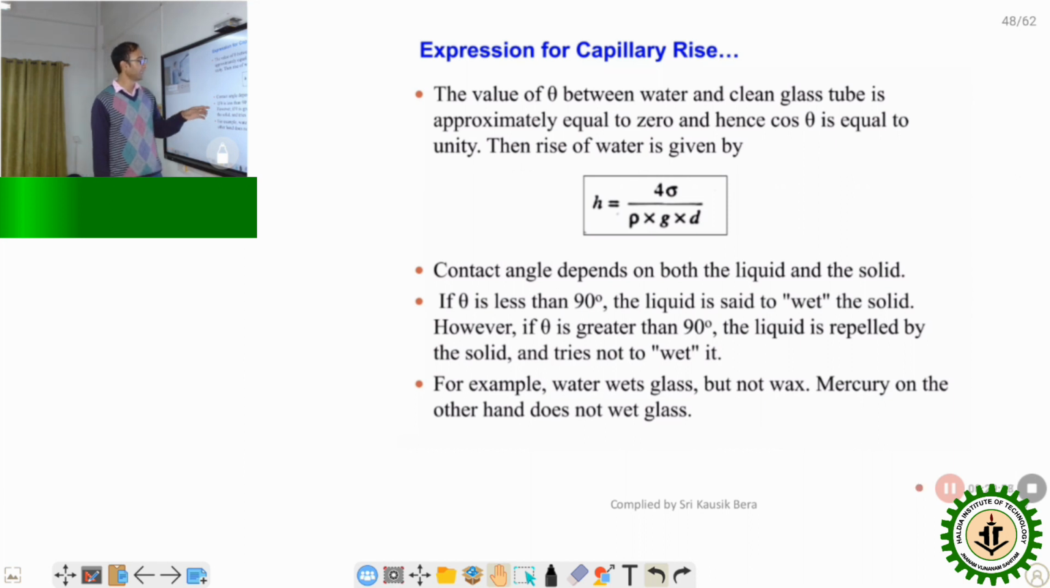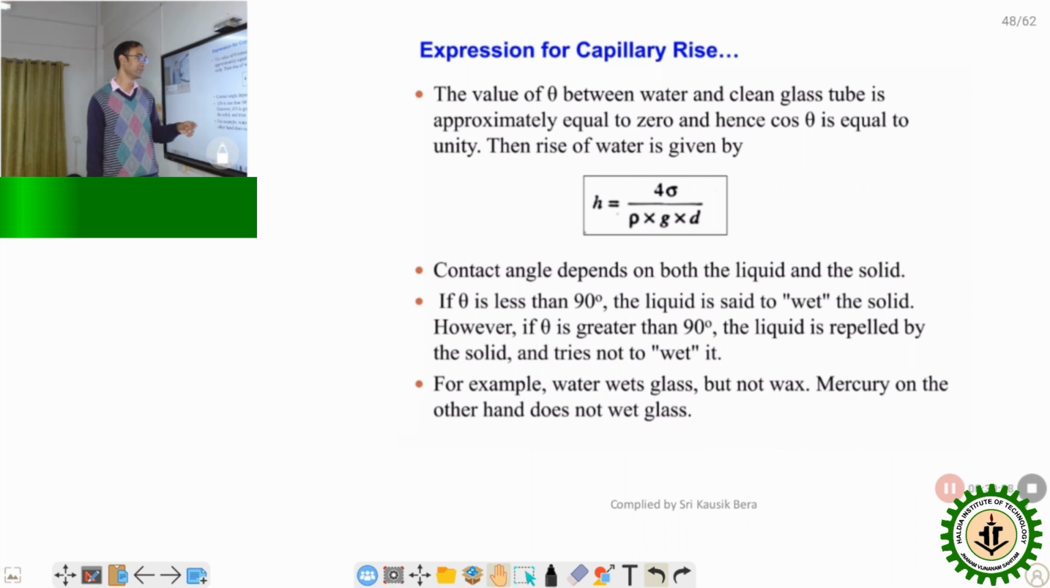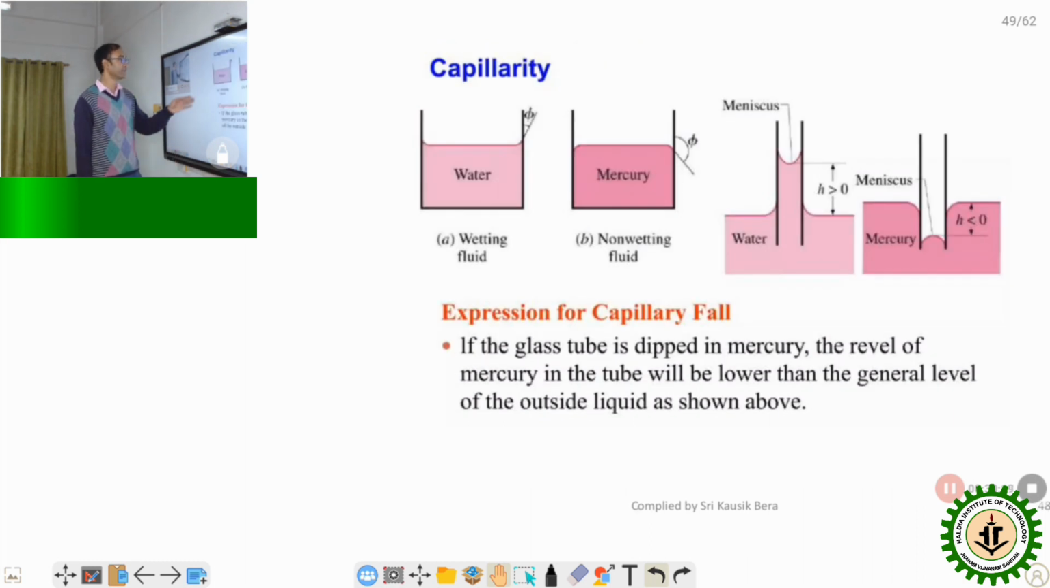If theta is less than 90 degrees, the liquid is said to wet the solid. However, if theta is greater than 90 degrees, the liquid is repelled by the solid and tries not to wet it. For example, water wets glass but not wax. Mercury, on the other hand, does not wet glass. So this diagram shows the wetting fluid, this is the non-wetting fluid, this is the capillary rise, and this is the capillary fall.